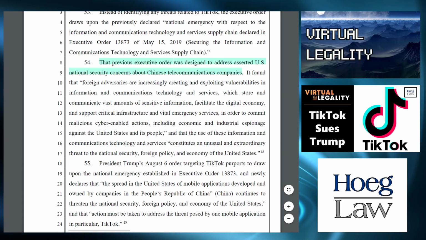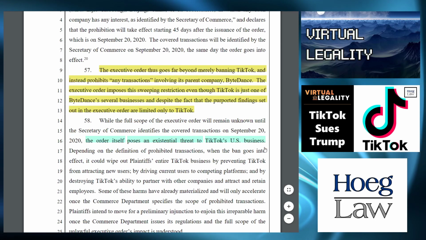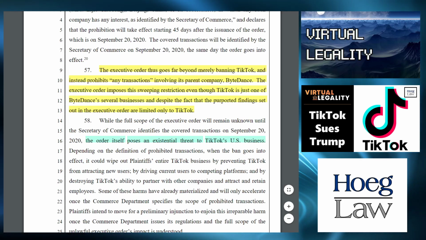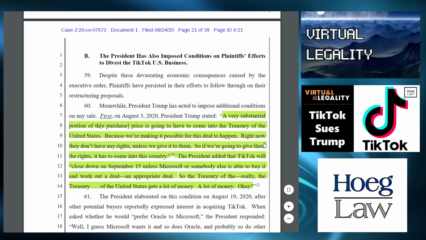That previous executive order was designed to address asserted U.S. national security concerns about Chinese telecommunications companies. It found everything that we talked about. We don't think that TikTok is a telecommunications company. The executive order thus goes far beyond merely banning TikTok and instead prohibits any transactions involving its parent company ByteDance. The executive order imposes this sweeping restriction even though TikTok is just one of ByteDance's several businesses, and the order itself poses an existential threat to TikTok's business.